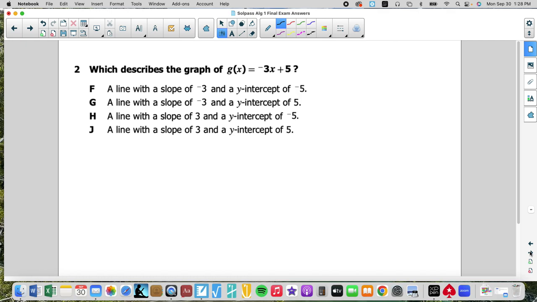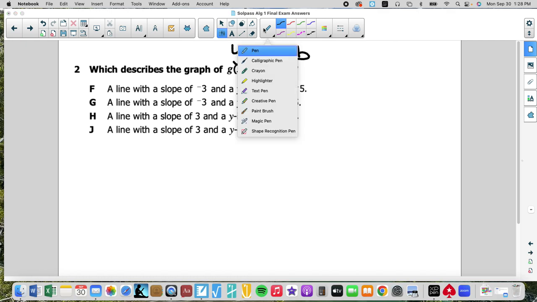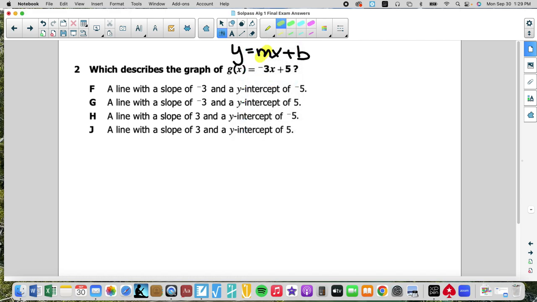So this is still a function, and it's in slope-intercept form. So I should know that that's slope-intercept form. I know that the coefficient of x is the slope. I know that the constant is going to be the y-intercept. So what has a slope of negative 3 and a y-intercept of positive 5? So a slope of negative 3 and a y-intercept of 5 would be G. They're switching it up there on you, changing the letters from A, B, C, and D to F, G, H, and J, no I's.